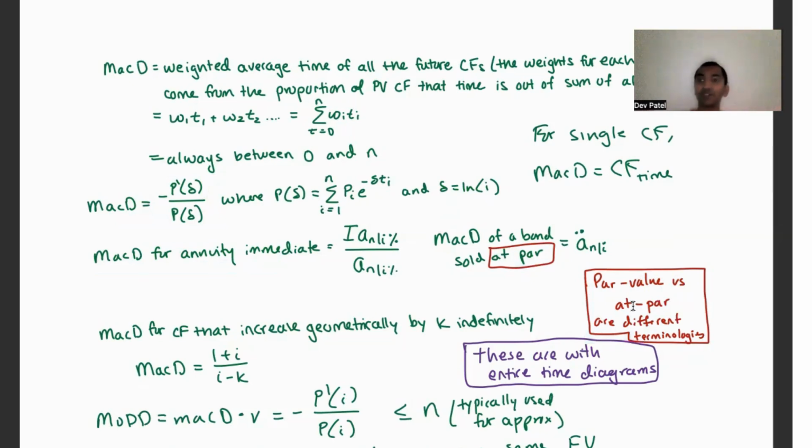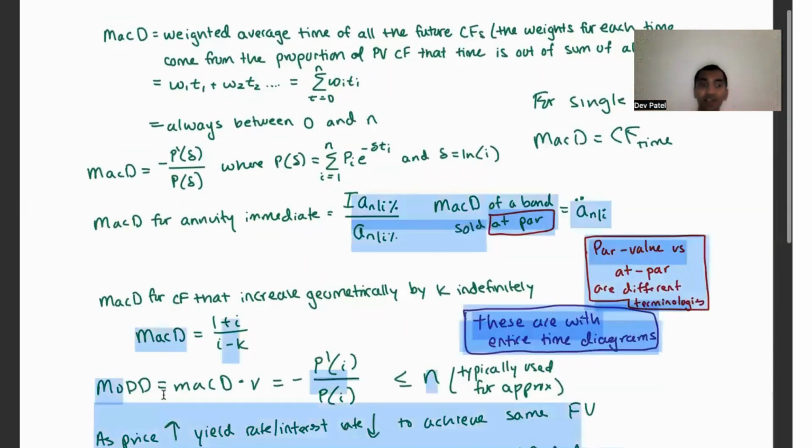So par value is the redemption value, what you refer to when you're calculating the coupons. And at par means when the price is actually equal to the par value. These are two different terminologies. Again, they sound very similar, but we just want to make sure that we make a distinction between these two.